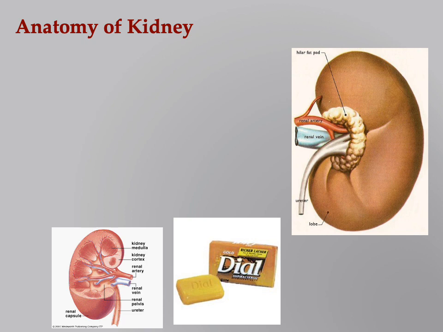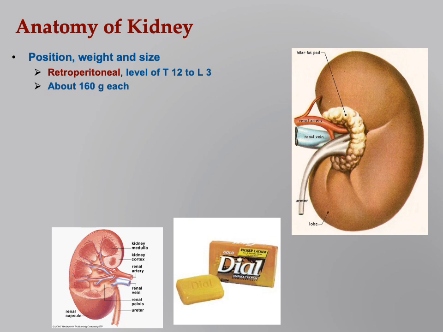Anatomy of the kidney. A lot of this is in the kidney anatomy, urinary anatomy PowerPoint. So retroperitoneal, again, between T12 and L3, that's not crucial. 160 grams each. It's about the size of a bar of soap. That's probably the way to remember it. I won't ask you 160 grams. Think of it as the size of a bar of regular old soap. That's about the size of your kidney.